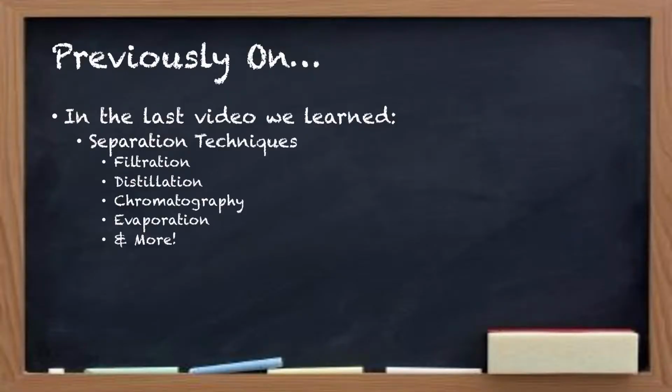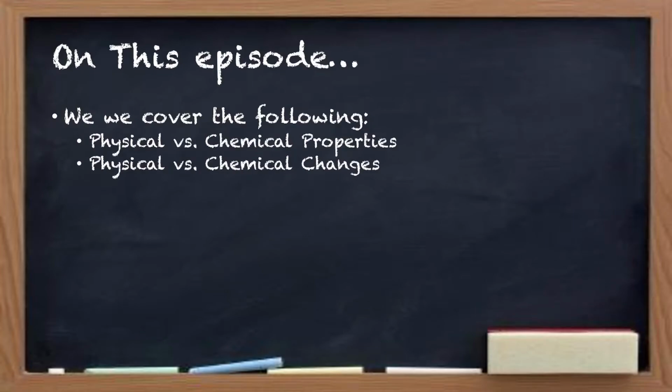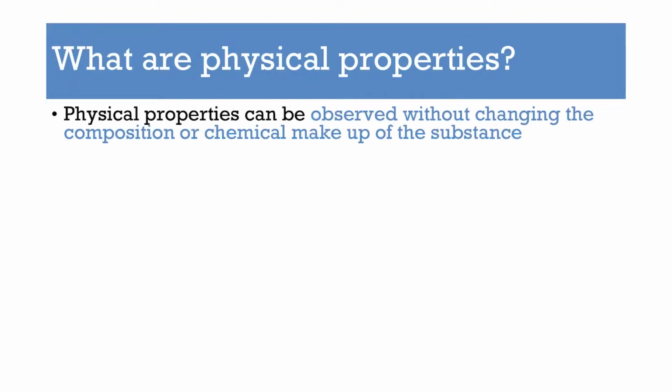In the last video, we talked about filtration, distillation, chromatography, evaporation, and other separation techniques, and we said that some of these things are dependent on the physical properties of these objects. And we said, we'll get there later. Well, now is later. Let's get into what these physical and chemical properties are, and then what physical and chemical changes are. So first things first, let's start with physical properties.